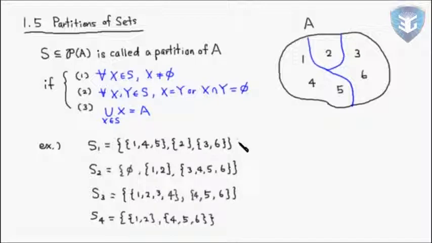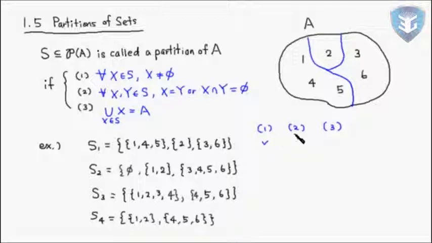All right, so let's make sure that this satisfies the conditions. So let's list condition number 1, condition number 2, and condition number 3. All right, let's check the first one. Every single subgroup has to be non-empty. So you can see that this is not empty, this is not empty, this is not empty. So it satisfies condition number 1.